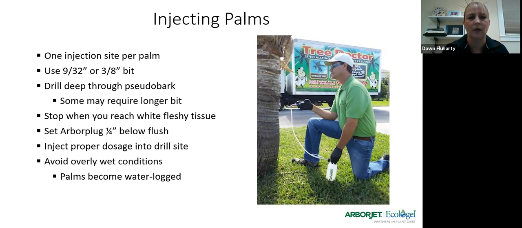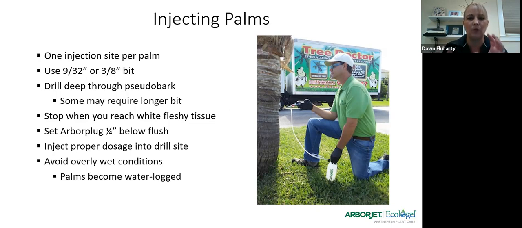But when we actually drill in and do our application, we have to get through that pseudobark, and then we have to get into that actual vascular bundle. So like we said, we're going to be drilling in a little bit deeper than we normally do. And then when we set the plug, because if you can, we still use a plug when doing palms, you want to have it kind of recessed about 1/4 of an inch, so that way it's not immediately visible.